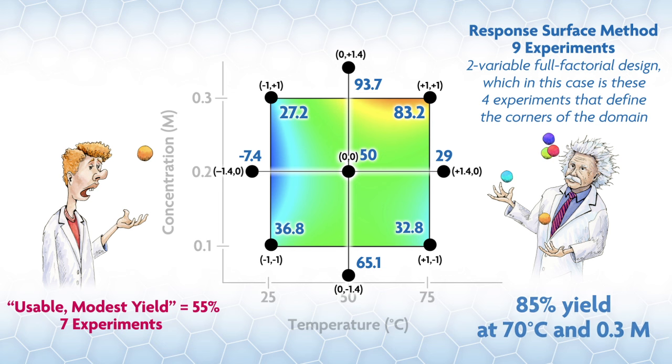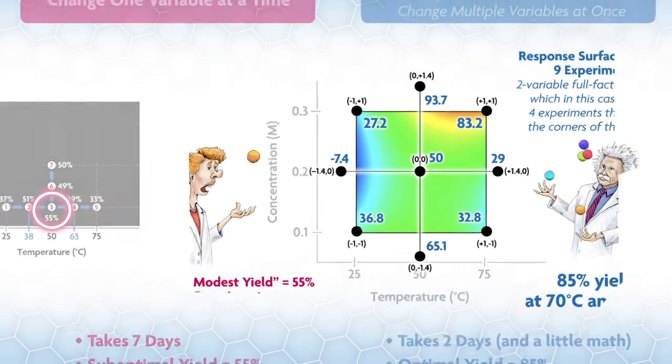So we'll know about the 85% yield we can get at 70 degrees C and 0.3 molar. More importantly, we know all the experiments that need to be done to accomplish this at the beginning. If we know the range we want to explore, we can set up these 9 experiments in parallel. This might take longer than doing one experiment by itself. Let's say it takes twice as long to set up 9 reactions in parallel as opposed to one single reaction.